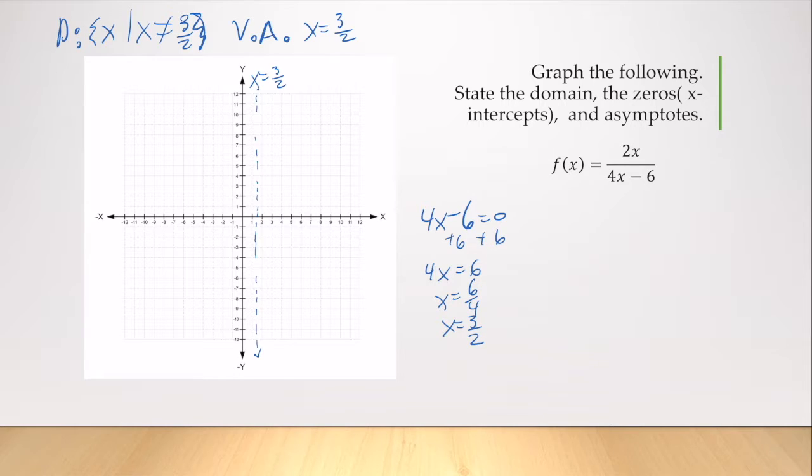Next, I want to find my horizontal asymptote. The degree of my numerator is 1. The degree of my denominator is also 1. So I'm going to look at the ratio of my leading coefficients. My horizontal asymptote is y equals 2/4, which we want to simplify to 1/2.